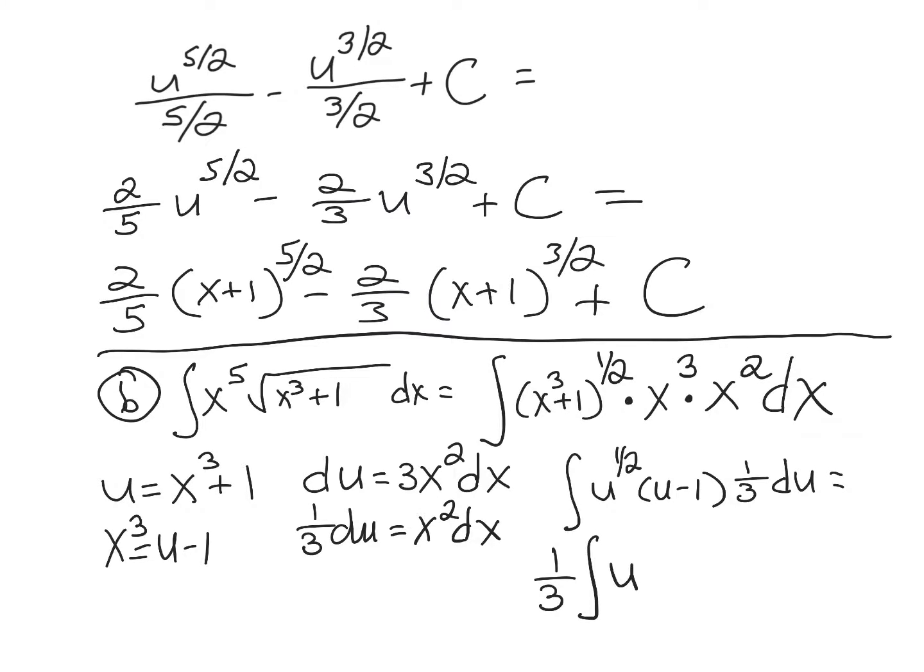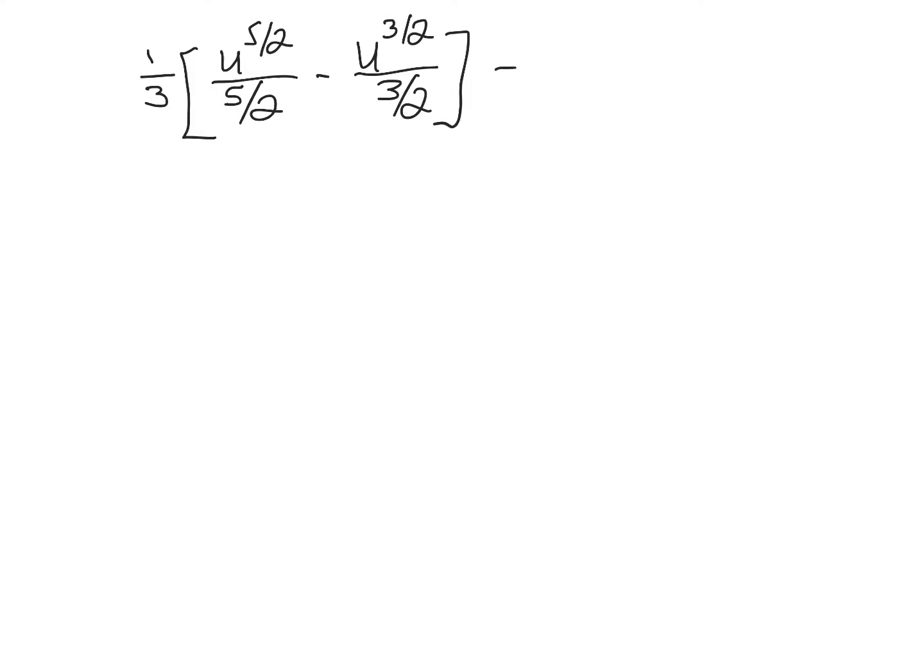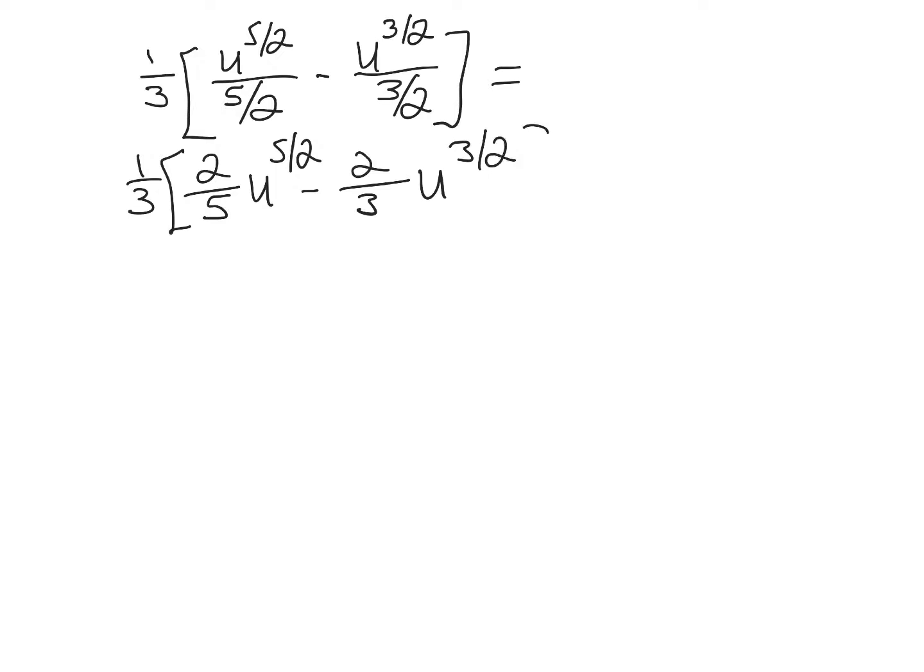So this is 1/3 times u to the 3/2 minus u to the 1/2, which are 2 basic antiderivatives using the power rule. Now we can find those antiderivatives in variable u. It's 1/3 times u to the 5/2 over 5/2 minus u to the 3/2 over 3/2. We can add a c now or wait till we get back to x. 1/3 times 2/5 u to the 5/2 minus 2/3 u to the 3/2. We can now add a c.